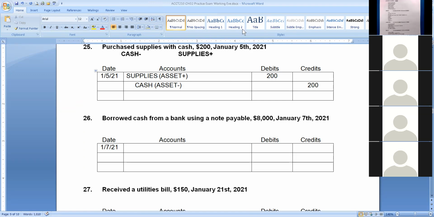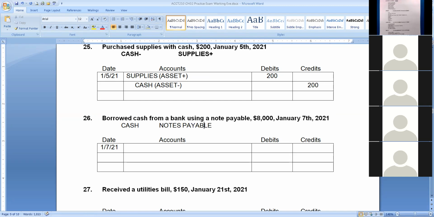Borrowed cash from a bank using a note payable. What accounts? Cash and accounts payable. Cash, you can use accounts payable, it'd probably be notes payable, but either one, the payable is fine, because payable tells us that it's a liability.